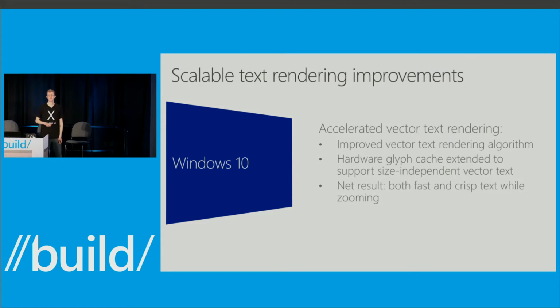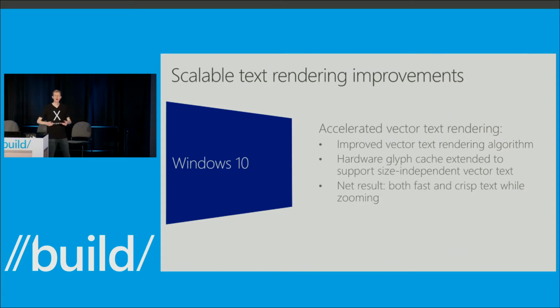In Windows 10, we have a solution to this problem, which is a new hardware-accelerated vector text rendering algorithm. Now, truth to tell, we actually did have a vector-based algorithm that you could use in prior versions of Windows. But this was really mainly designed for large text, like titles, where there wasn't as much on the screen, so it really wasn't tuned for performance. In Windows 10, we've completely redone this algorithm.